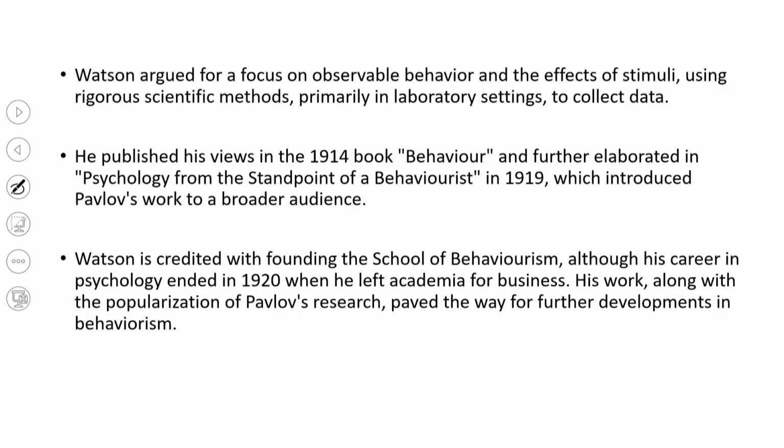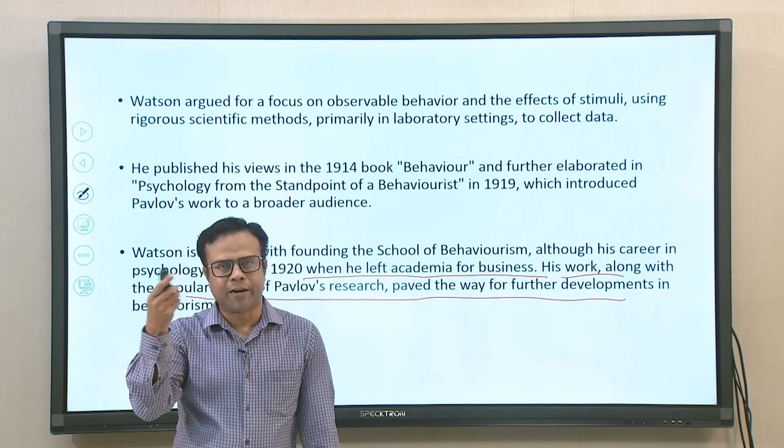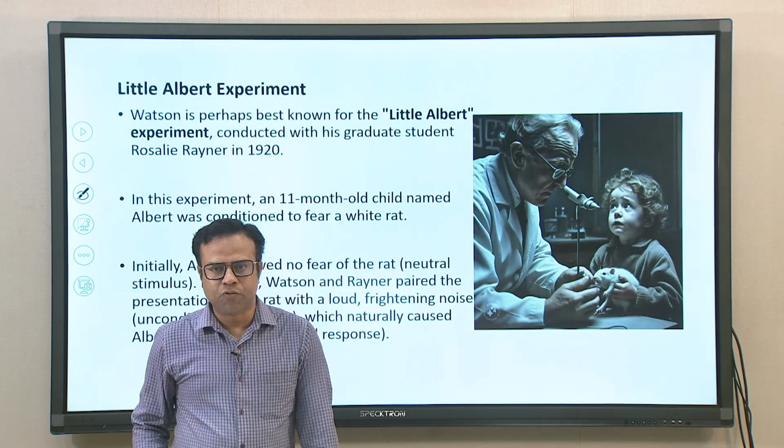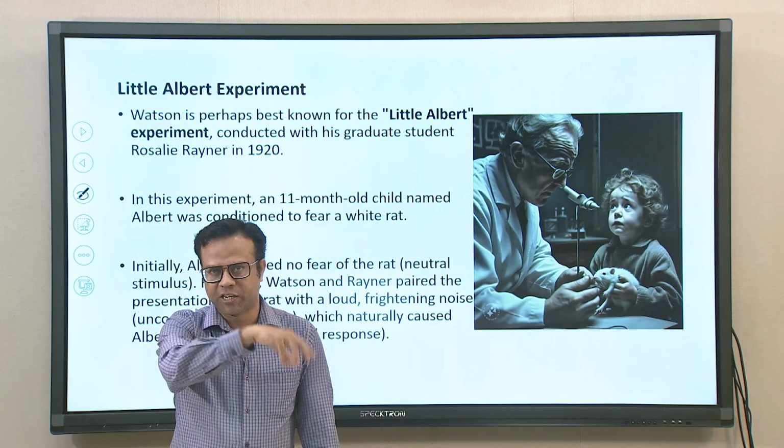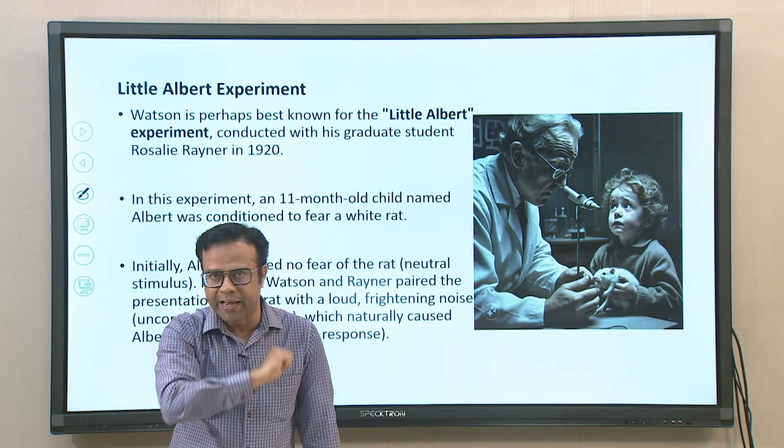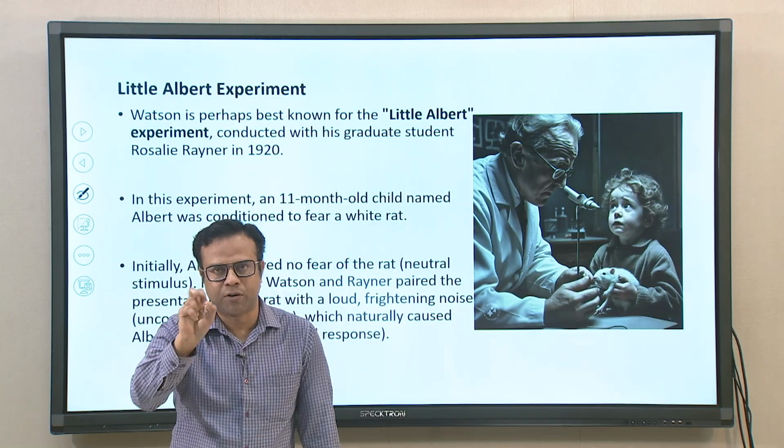Watson focused on observable behavior and scientific research, which were the hallmarks of behaviorism. Watson created this whole school of behaviorism. His career ended in 1920 when he left academics for business. His work, along with the popularization of Pavlov's research, paved the way for further development in behaviorism. Although he did not stay in academia for a long time, he had a very strong impact. One of the things that he did was similar to what Pavlov did with animals: he did classical conditioning with humans, particularly with a child.